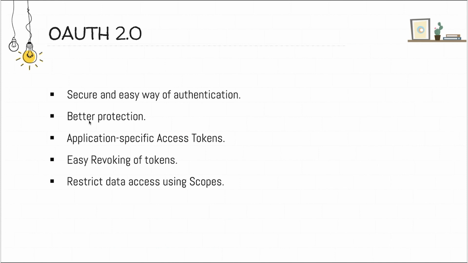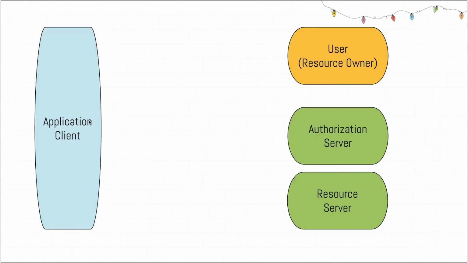And also there's an easy option to revoke tokens. It's just a single API call wherein once you do that, the access token that is provided to your user becomes invalid. And an example of how OAuth 2.0 actually works.